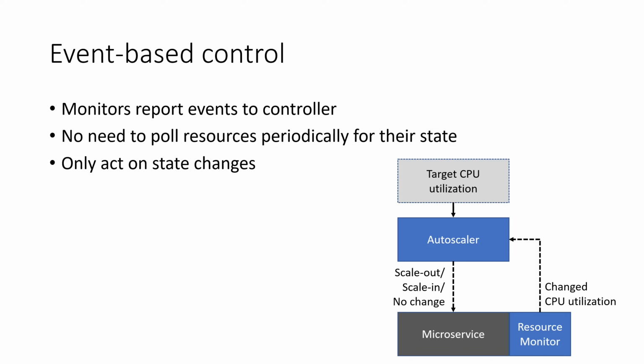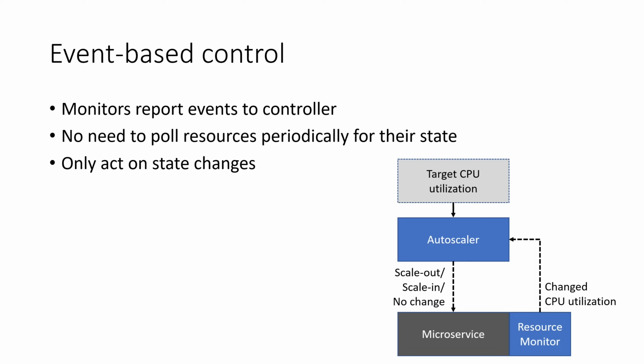One property of Kubernetes controllers is that they are based on events. So the controller doesn't ask for the state of the system periodically. As much as possible, it just waits passively for updates to the state of the system. Here we see that the resource monitor is more closely attached to the microservice. The resource monitor is looking at the CPU utilization of the microservice all the time locally. And whenever the resource monitor sees that the CPU utilization has changed significantly, it will generate an event and it will send this event to the autoscaler.